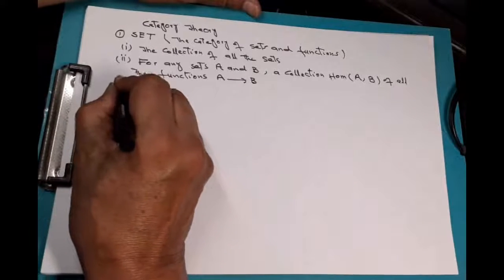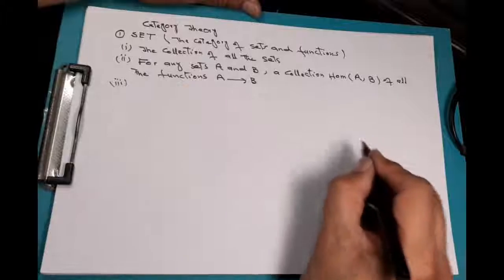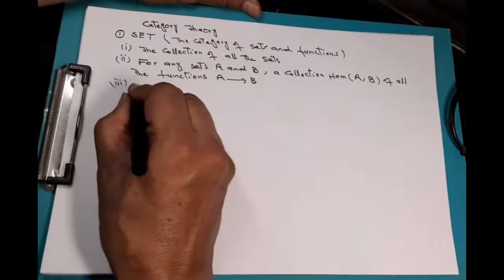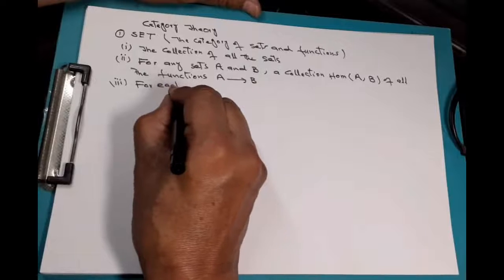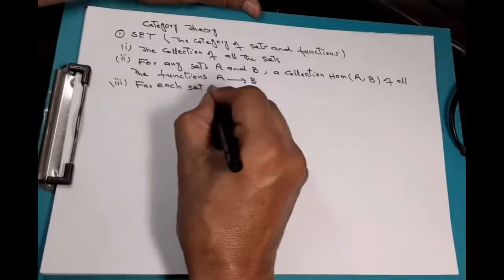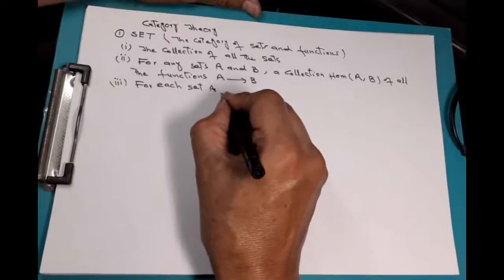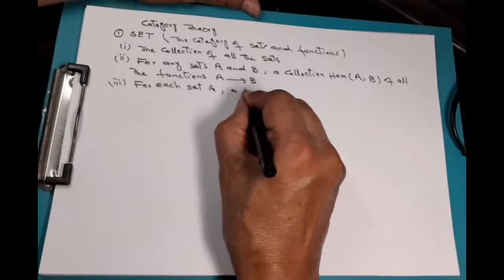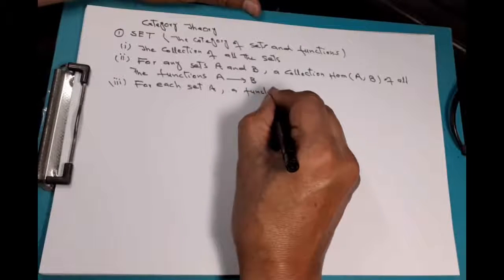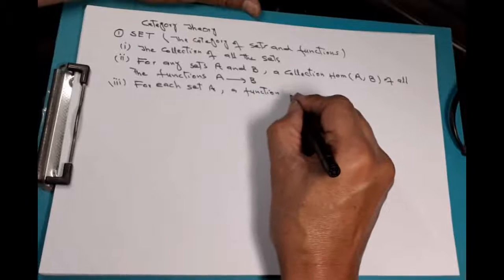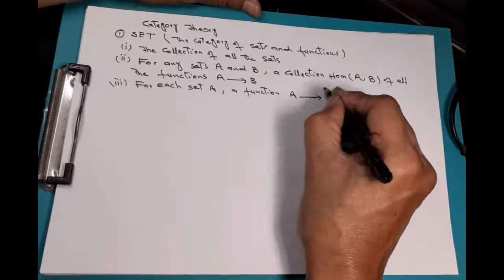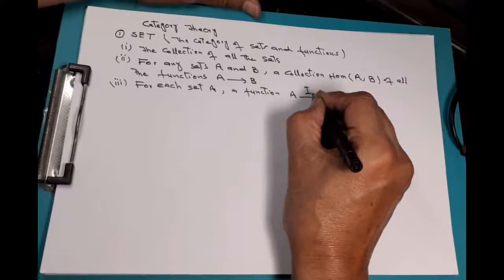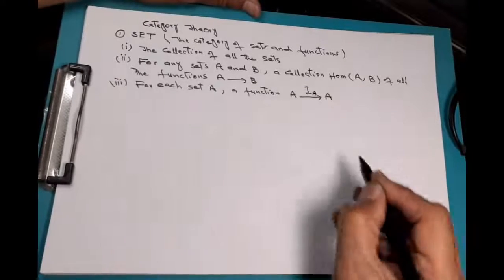And thirdly, for each set A, a function with domain A and codomain A as well, called the identity function, denoted by this particular symbol.